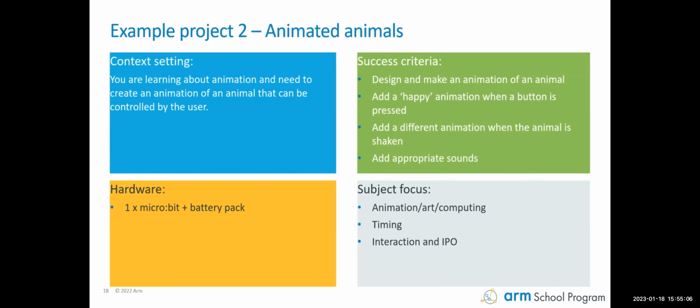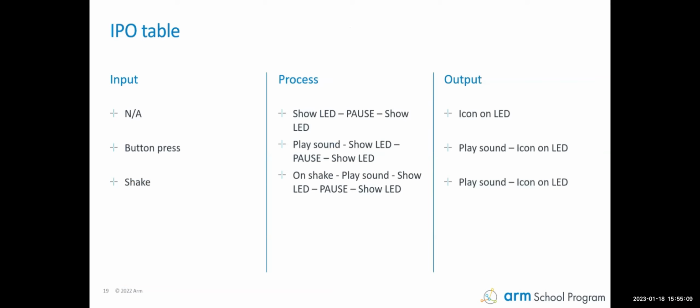So as before, let's jump into the IPO table and see how we can represent this from a programmatic or systematic angle. And again, you don't need to do this with the learners on paper or on the board, but it's a useful way to look at this. So first of all, with animation, you're going to have the default state of the pet. So there isn't really an input, but it just shows the animation. So let's say there'll be two frames and it will show the icon, it will pause, it will show the second icon, and that will loop forever. And it will show that on the screen. That is a very, very basic animation. And we'll see a solution to this in just a second.